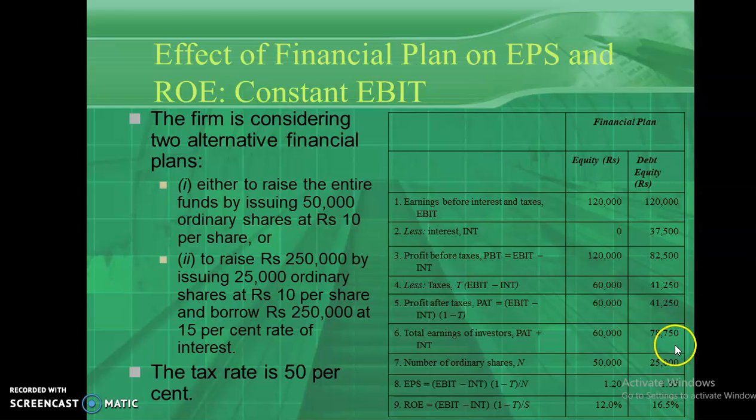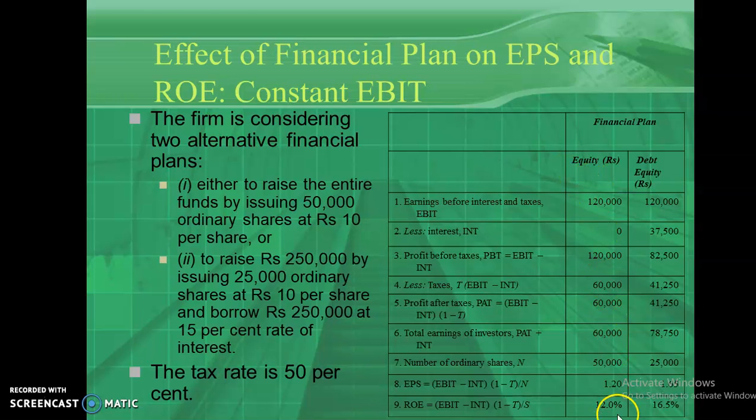And second plan, what's the EPS? EPS is 41,250 divided by 25,000. You will get 1.65. That's EPS. So you can calculate the return on equity also just like that. So you can just compare the EPS between these two companies.